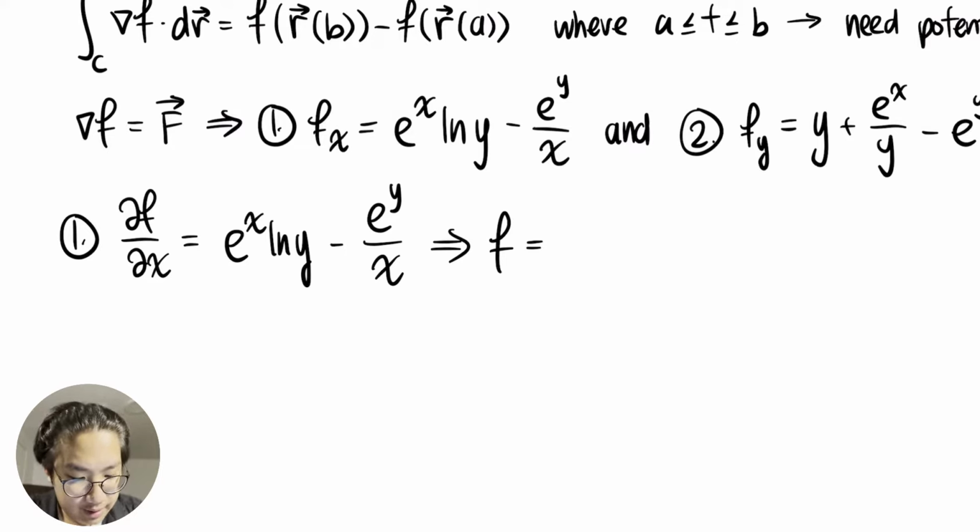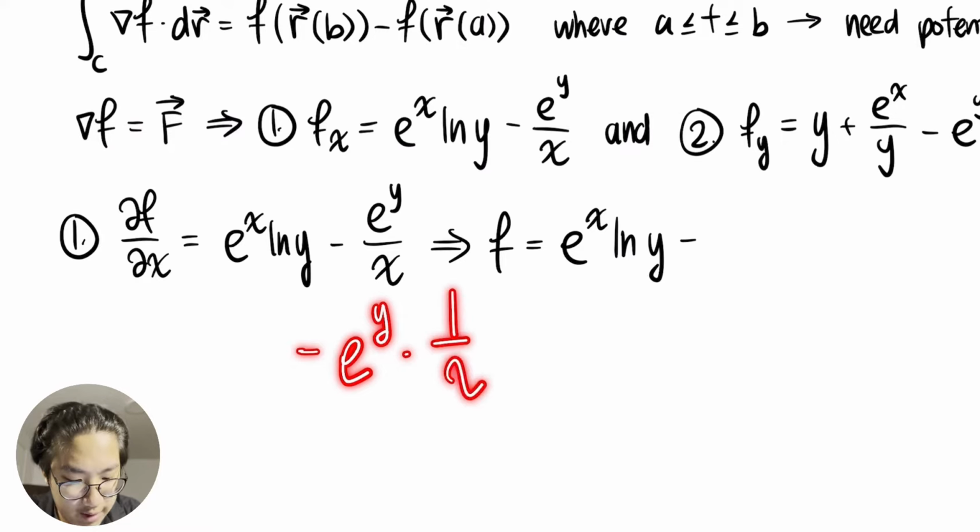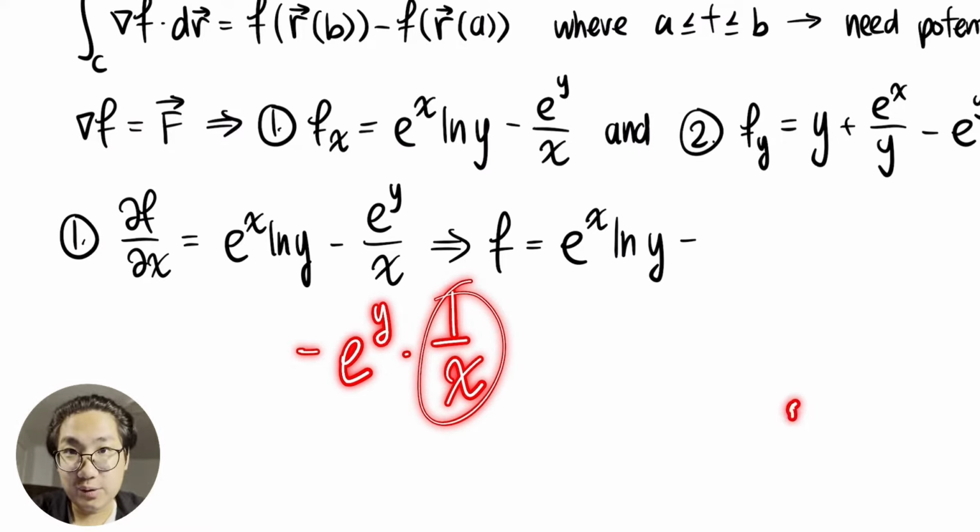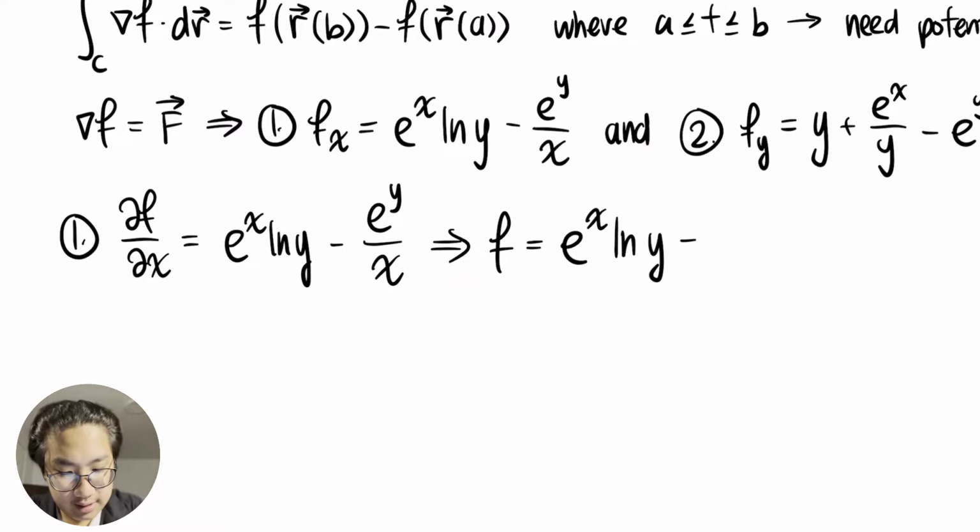So we just get e to the x ln y, and then minus, effectively, e to the y times 1 over x. The integral of 1 over x is ln x. So we have minus e to the y ln x, I believe.